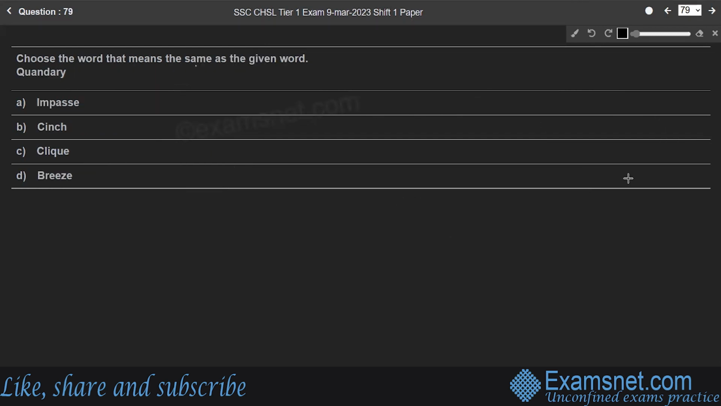Question 79. Choose the word that means the same as the given word. Here the word is quandary. Quandary is a difficult situation or dilemma that often leaves someone feeling unsure of what to do. So it is a difficult situation or dilemma.